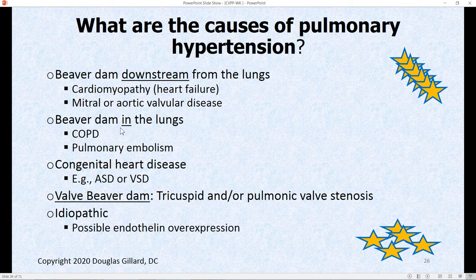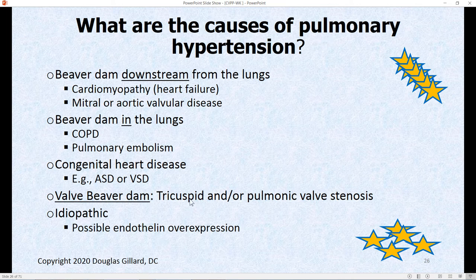Then a beaver dam in the lungs themselves: COPD, chronic bronchitis, or emphysema are the two subcategories of COPD. So they can do it. They do it. It's common. Pulmonary embolism. Maybe you got a good-sized embolism stuck in one of the pulmonary arteries. Beaver dam. That's going to increase the pressure of your heart. If you have a PFO, patent foramen ovale, you're not going to feel good because your good oxygenated blood is being tainted with deoxygenated blood. The congenital heart diseases, well, that's what we're talking about now. That's an ASD or a VSD. We're going to be talking about atrial septal defect and ventricular septal defect. And again, even the tricuspid or pulmonic stenosis. So any beaver dam downstream from the right atria can cause this pathological right-to-left shunt.